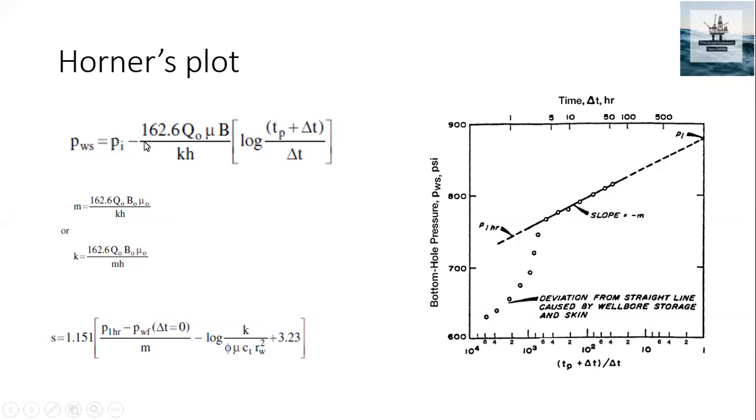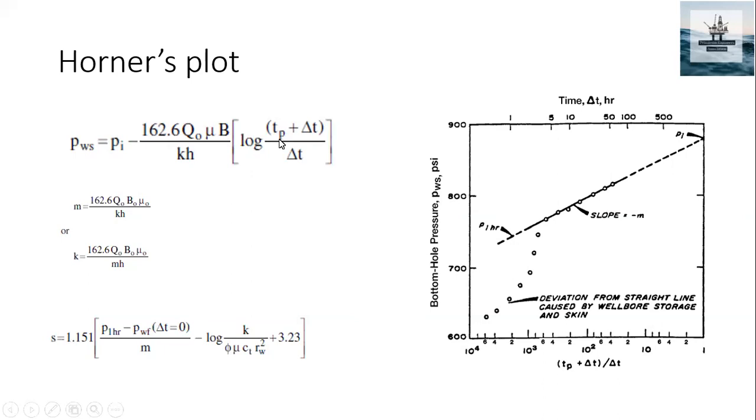Minus 162.6 Q naught. Q naught represents the surface flow rate of oil, so the unit for that is stock tank barrel per day. If you are measuring with respect to day, it will be day. If it is for hour, stock tank barrel per hour. Then mu represents viscosity of oil, B represents formation volume factor for oil, K is the one which we are supposed to measure, that is permeability, and H is thickness, log of (TP plus delta T) by delta T.